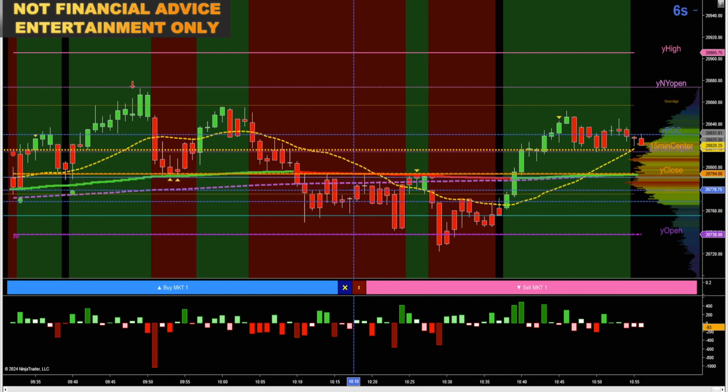Background's still red, Heiken Ashi candles are still red. We get a nice wicking candle right up off VWAP. Make it down to the pivot point, which was also yesterday's open. We get a hard rejection there, as we're coming back up to VWAP.